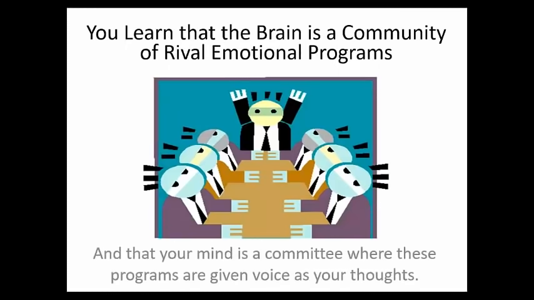And this is where the next thing in mindfulness, you begin to understand first that the brain is really a community of rival programs. If you've ever seen the movie Inside Out by Pixar Disney, where you see these emotional programs running around in the little girl's brain, and they're always in conflict. They're always seeking conspiracies and organizations that can take over the mind. And you see what happens to the little girl.